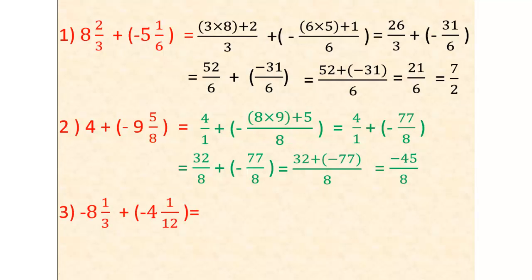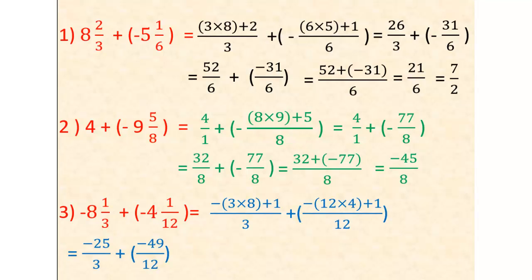Let's go now for number 3. Negative 8 1 over 3 plus negative 4 1 over 12. Again, they are mixed numbers. I must change them to an improper fraction. So I will have negative 25 over 3 plus negative 49 over 12. By looking at the denominators, I can see that they are different.